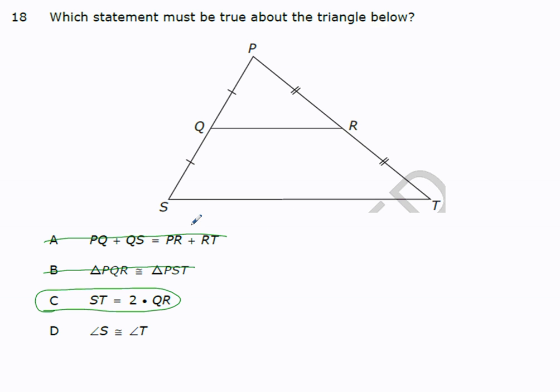All right, just to make sure it's not D, let's look at angle S and angle T. It says angle S and T are congruent. Once again, this could be true, but it doesn't have to be true. S has to be congruent to Q, T has to be congruent to R, but they don't have to be congruent to each other. So the answer is definitely C.